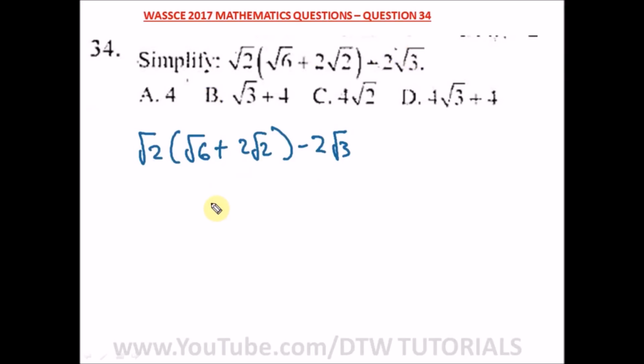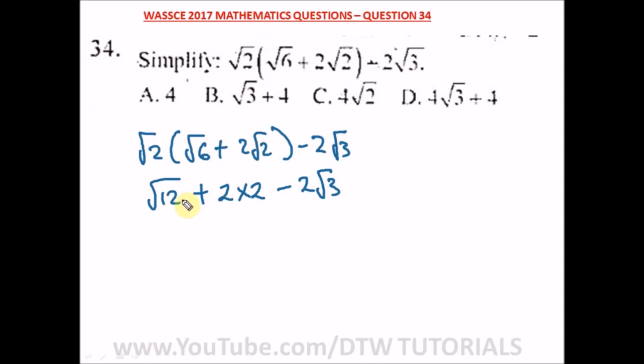So we just need to open bracket. In the opening bracket, 2 root 2 times root 6 will give us what? Root 12, plus 2 root 2 times 2 root 2 will give us what? 2. You know, when the same root is multiplying the same root, the roots will cancel out, so we're left with 2 times 2. Okay, and we have minus 2 root 3.